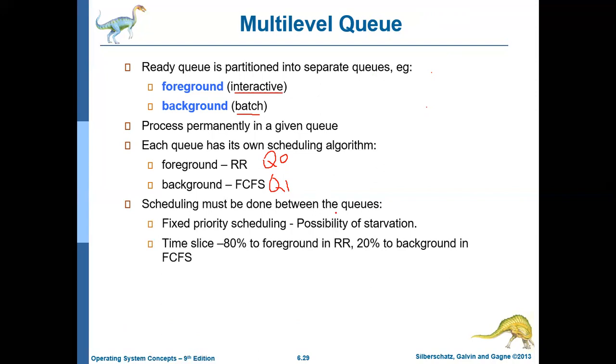Fixed priority means whatever we have discussed just before: the jobs in Q1 will be executed only if Q naught is empty. Only if Q naught is empty will the jobs in Q1 be executed. Whereas time slice means the operating system will allocate 80% of the time for Q naught, and the remaining 20% it may allocate for Q1. So let us discuss this with an example.